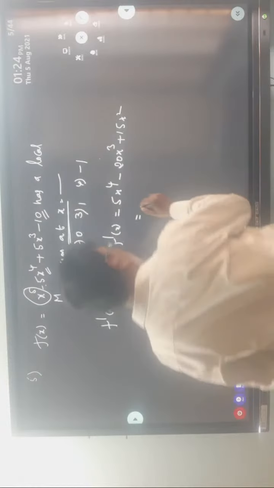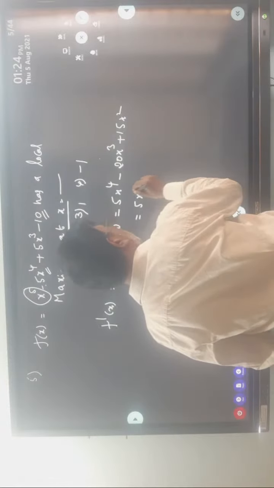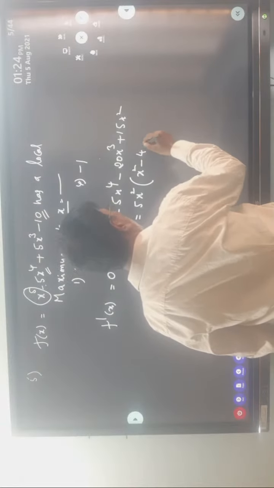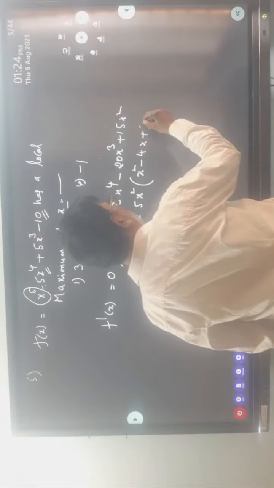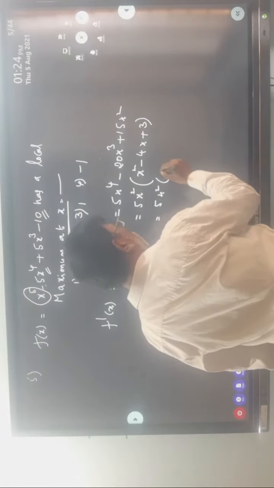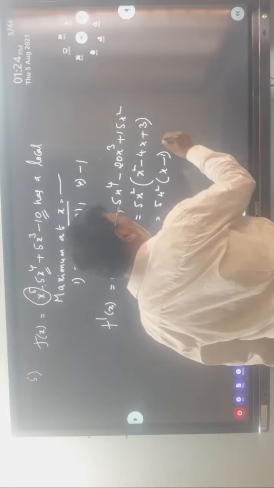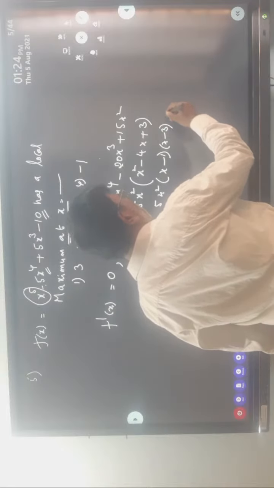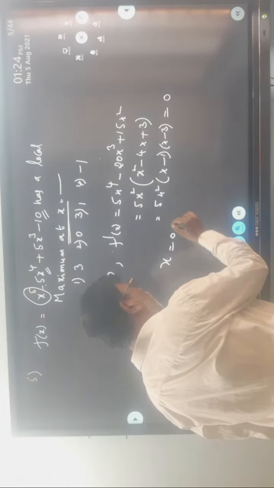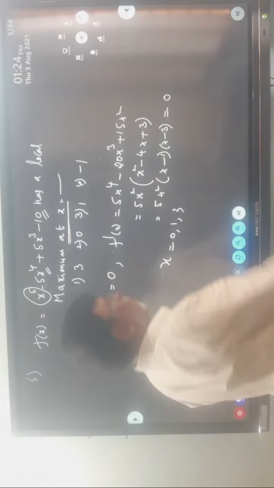Now take 5x square outside: x square minus 4x plus 3. If you take the factors, that is 5x square into (x minus 1) into (x minus 3). This is equated to 0. Stationary points are 0, 1, 3.